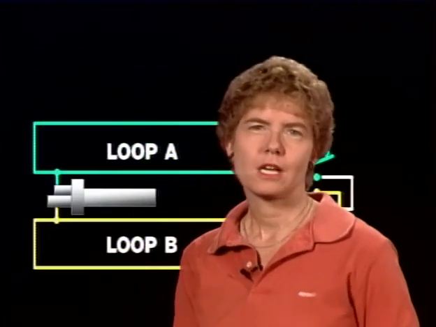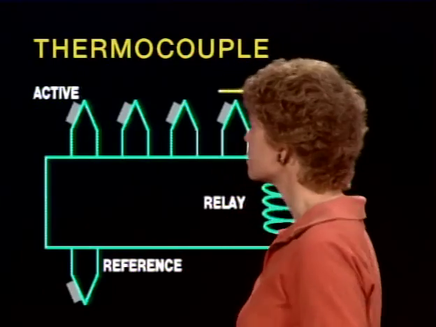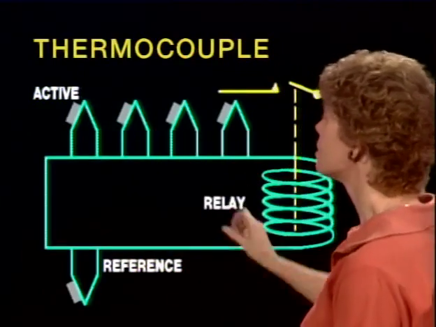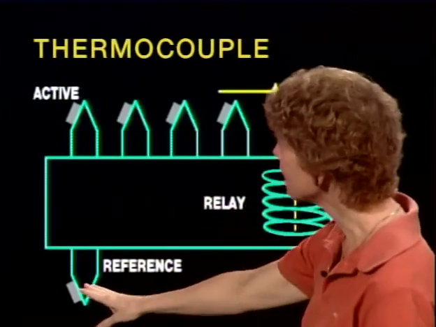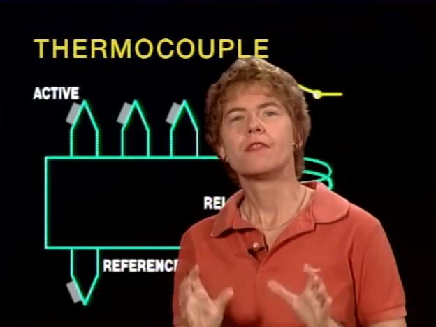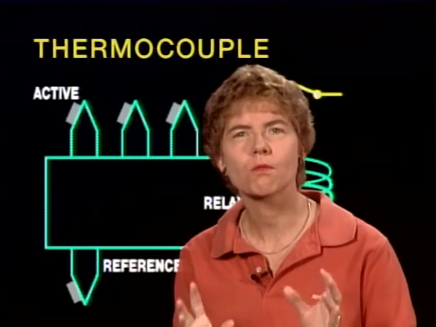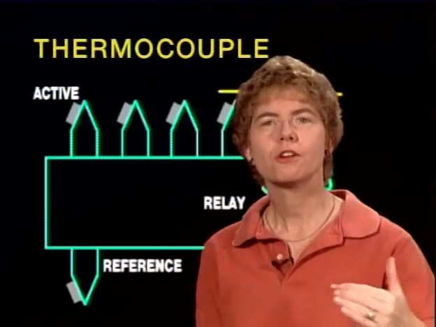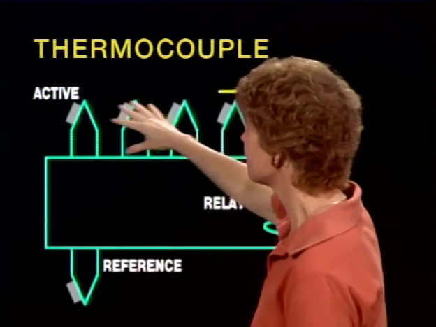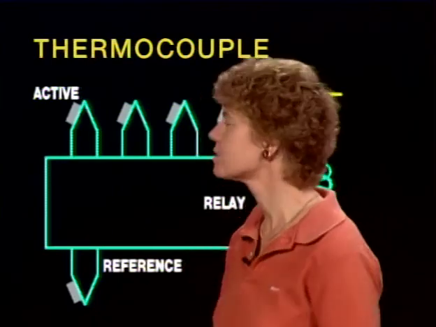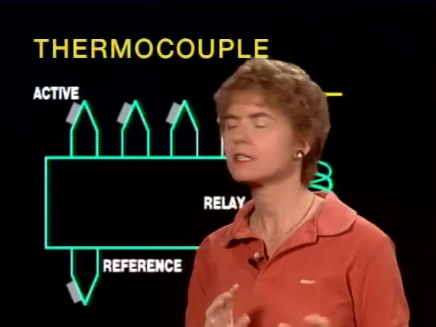Now, another way to detect fires is through a thermocouple fire detection system. What happens when you have a thermocouple system is that you have a number of active sensors and you have a reference sensor. The thermocouple fire detection system measures temperature rise or rate of temperature rise compared to a reference temperature. The active sensors will be in the area of the engine where a fire might possibly start. The reference sensor is in an area where you would not expect a fire to start.